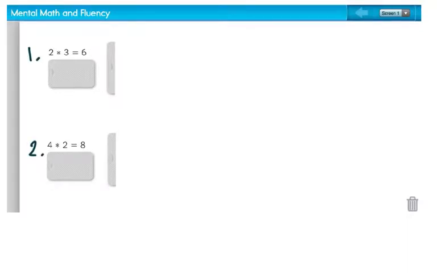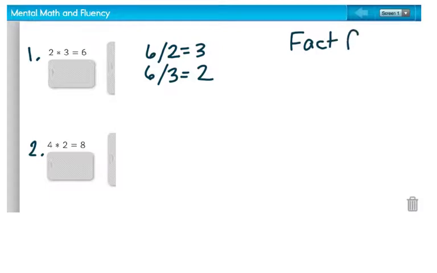For each of these multiplication problems, I want you to write 2 related division problems. For example, 2 times 3 equals 6 could be thought of as 6 divided by 2 equals 3, or 6 divided by 3 equals 2. Think of what we would call fact families. Would you go ahead and do that for number 2? Pause your video while you complete this step.